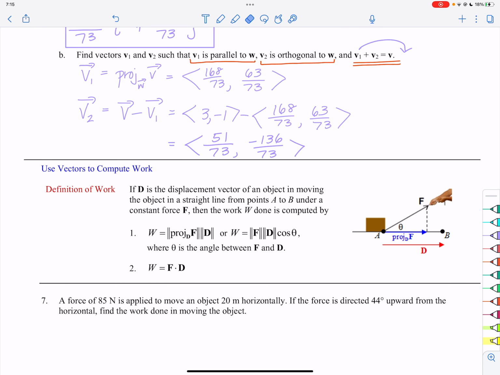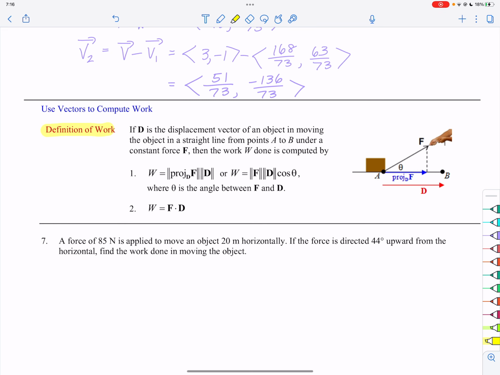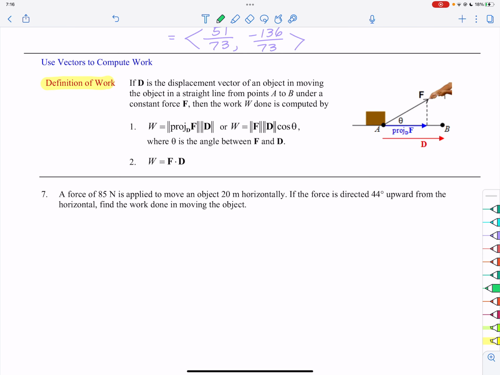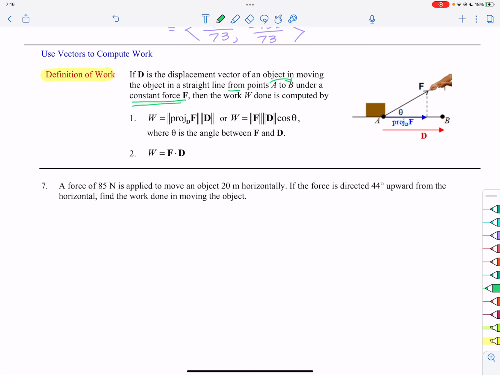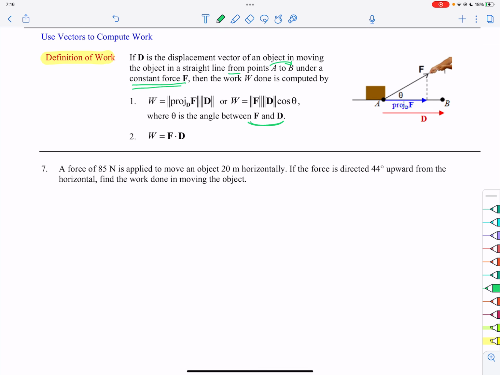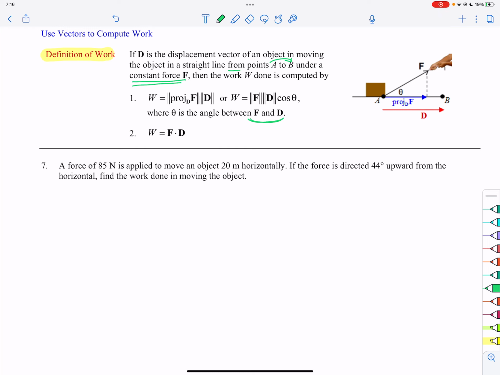Okay, now we're going to be using vectors to compute work. So if D is the displacement vector of an object moving in a straight line from point A to B under a constant force vector F, then the work done is computed by, and here you can see that we can use the projection of our force vector on the displacement vector multiplied by the magnitude of the displacement, or the work done is the magnitude of the force vector multiplied by the magnitude of the displacement vector multiplied by the cosine of theta. And theta is the angle between the vectors. The work is equal to the force vector dotted with the displacement vector.